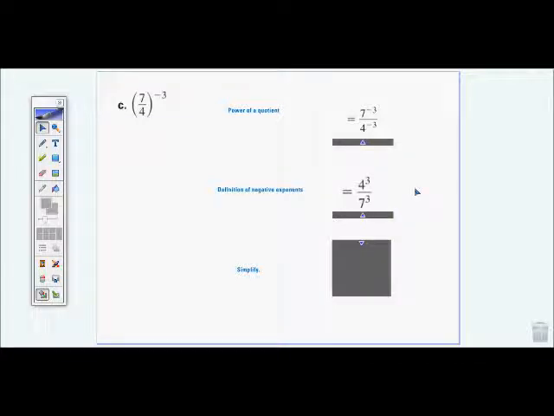Notice that we got rid of the negative exponents first. And the next step says we need to simplify. So when we simplify, we're just going to multiply that out because we have values that we can expand using the exponents. So 64 over 343.